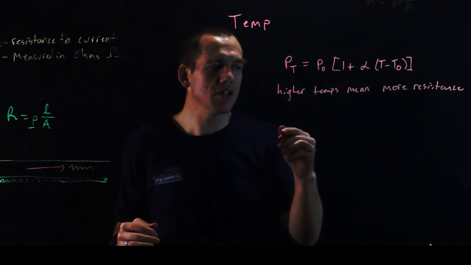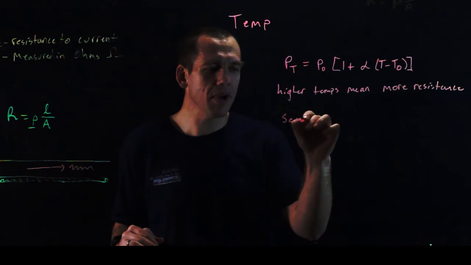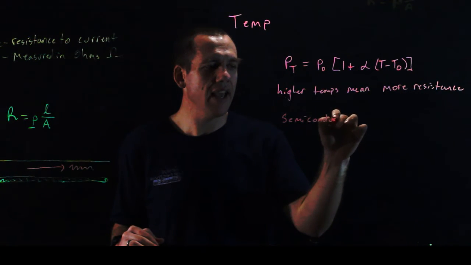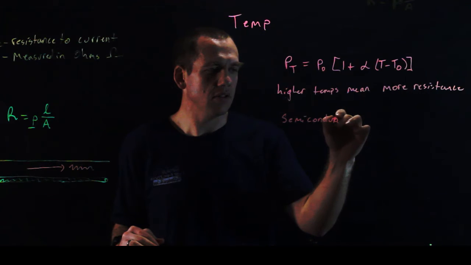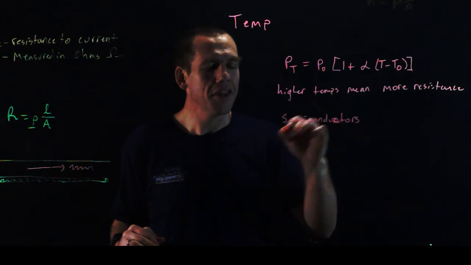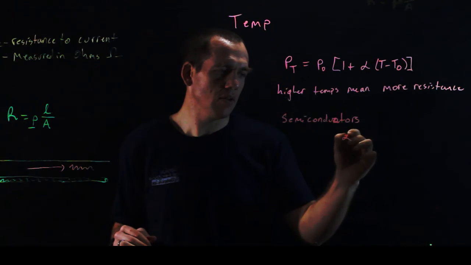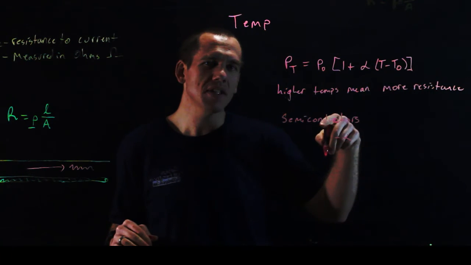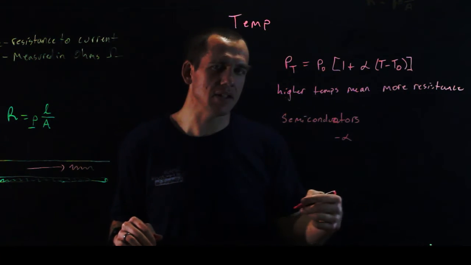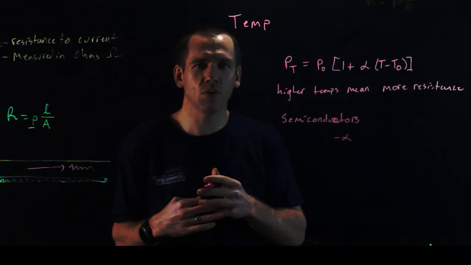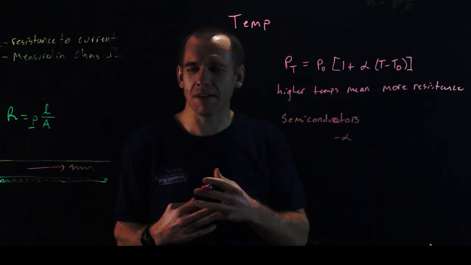However, there are some things, some semiconductors, that actually have a negative coefficient. So if alpha is negative, that means increasing the temperature decreases the resistance. And that actually has to do with the crystal structure of the semiconductor.